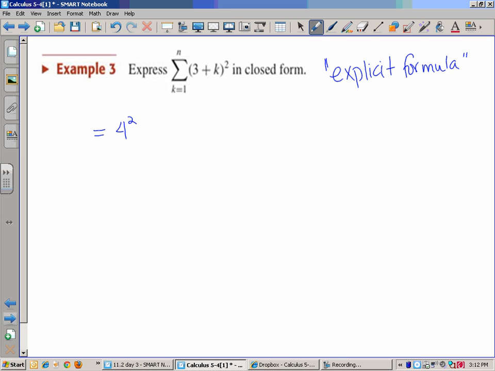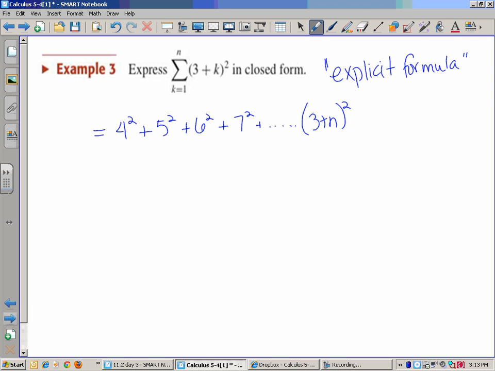If I plugged in 1, if I plugged in 2, if I plugged in 3, if I plugged in 4, all the way until I plug in n, in which case I'm going to get 3 plus n quantity squared. And so that's my pattern. But the explicit formula says you got to come up with a method where all you have in there is n's and a number, or k and a number. So I want to go ahead and say, okay, I'm going to convert this all to k's, so to speak.